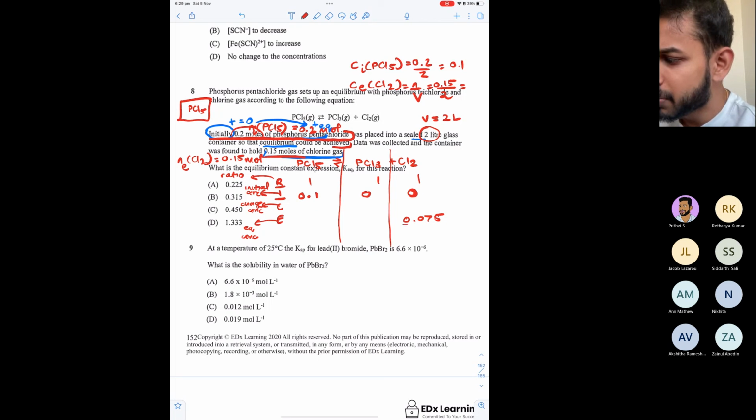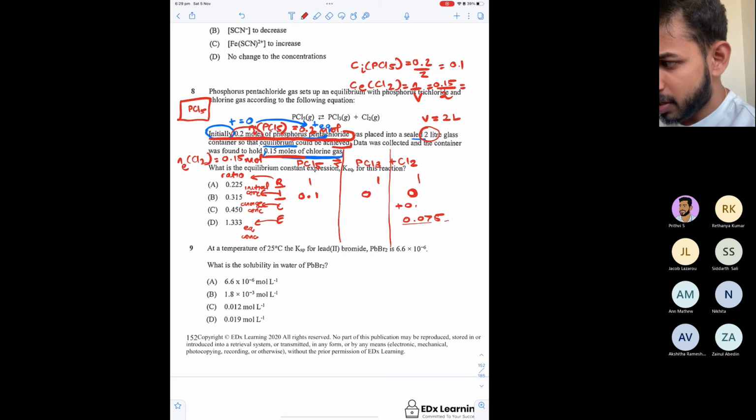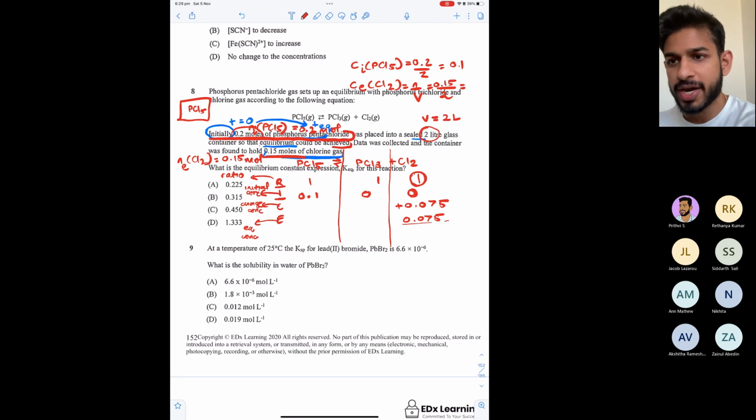Now, Ritanya, I know the initial concentration of chloride. I know the equilibrium concentration of chloride. What was the change in concentration of chloride? 0.075. Good, it increased by 0.075. Now, how many parts in this cooking recipe was chlorine? What number was in front of chlorine in the stoichiometric ratio? 1. So now we know 1 part is equal to a change in concentration of 0.075.